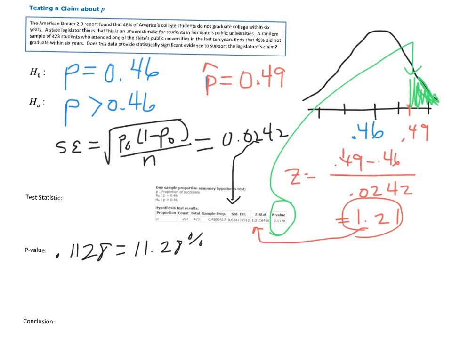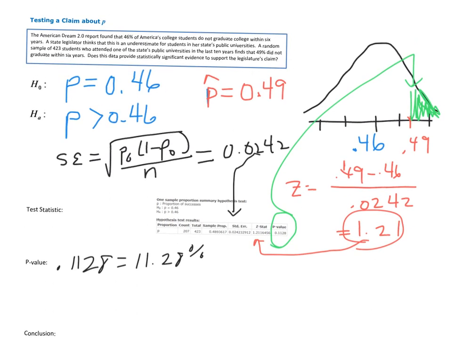What this is saying, and this is the important idea, is that if out of the whole population 46% of the students don't graduate in 6 years, and we were to take a sample of 423 students, there's about an 11% chance that we would get a sample result like we did. In other words, a sample proportion of 49% is not a rare event. So we do not reject the null hypothesis, H naught.